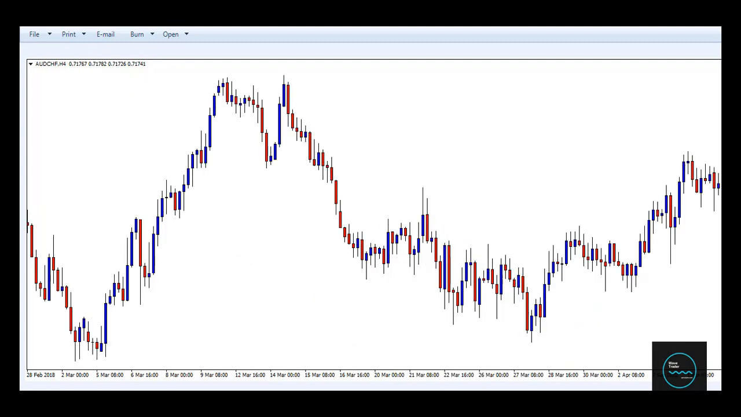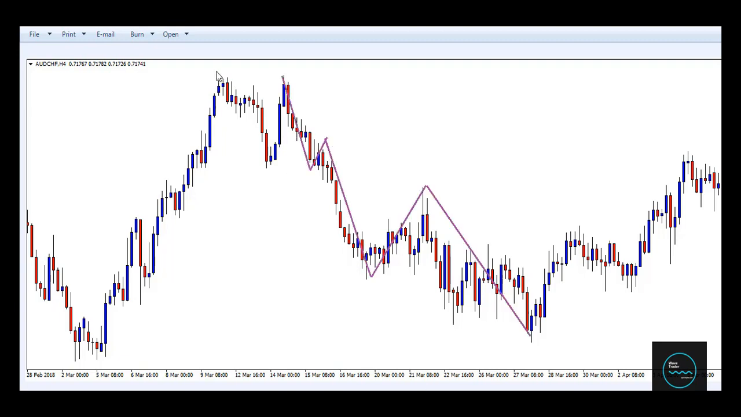So let's look at this chart. This is the Aussie Swissy 4-hour chart. I'm sure by now you're able to identify the bullish wave here, but we're not talking about that. If you can look at this place my cursor is on, you can actually see the 5 waves here, okay, wave 1, wave 2, wave 3, wave 4, and then wave 5, or wave 1, wave 2, wave 3, wave 4, and 5, okay. So this is where I'm focusing on right now.